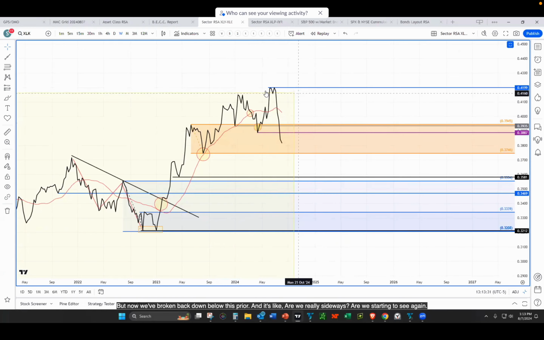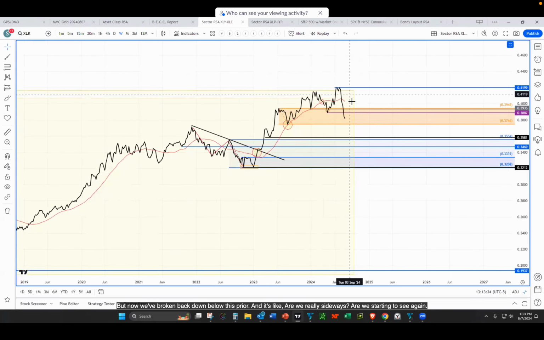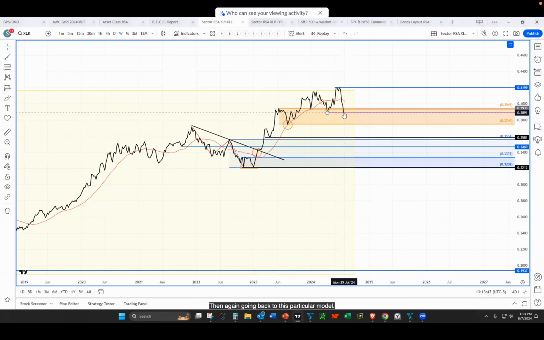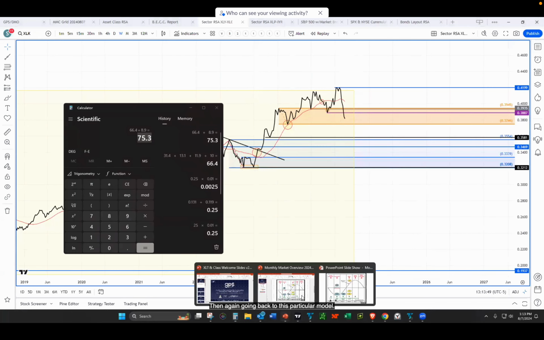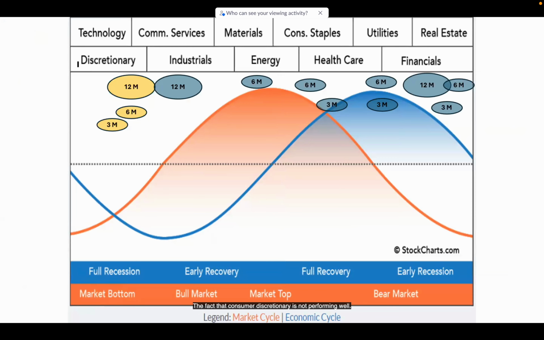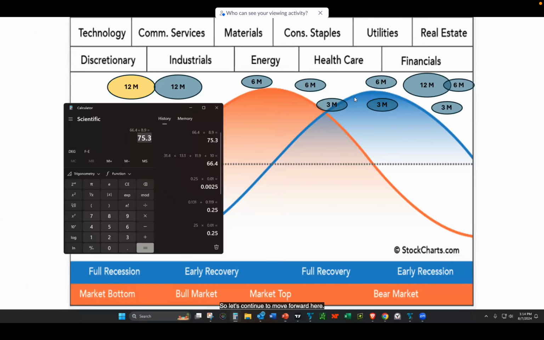And it's like, are we really sideways, or are we starting to see, again, kind of cracks in the foundation that would lead to more of a sell-off? So if we see a situation right here where technology is beginning to underperform the S&P 500, which is what this is signaling right now, then again, going back to this particular model, if we are looking at the fact that consumer discretionary is not performing well, technology is beginning to underperform, we are not at a market bottom, right? So let's continue to move forward here.